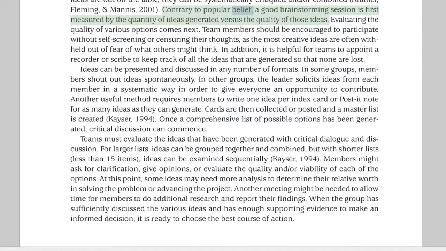Contrary to popular belief, a good brainstorming session is first measured by the quantity of ideas generated versus the quality of those ideas. Evaluating the quality of various options comes next. Team members should be encouraged to participate without self-screening or censoring their thoughts, as the most creative ideas are often withheld out of fear of what others might think. In addition, it is helpful for teams to appoint a recorder or scribe to keep track of all the ideas that are generated so that none are lost.